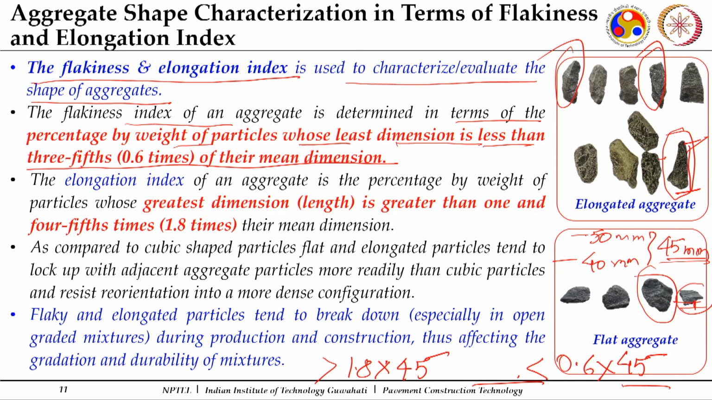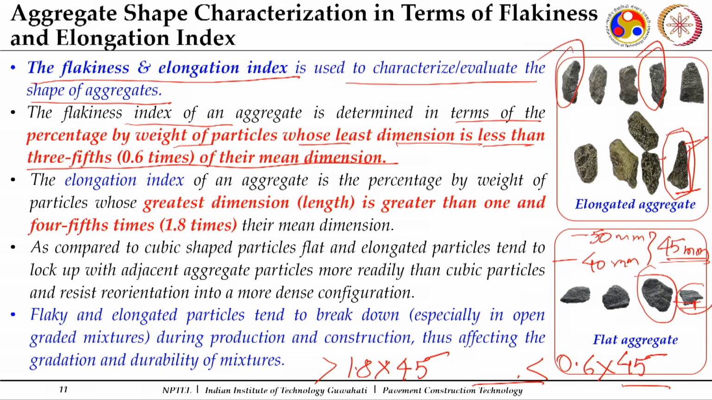Now, what is the problem which happens with these kinds of aggregates? The interlocking. When a mix of these aggregates is prepared and compacted, it is important that the aggregates roll enough and get densely packed. But these elongated and flaky particles impede the compaction, they make compaction difficult and the density is not achieved. In some cases, these particles even break down because they have one dimension which is either quite less or quite big. So, these aggregates break along those dimensions.